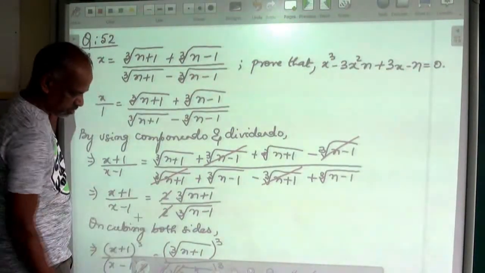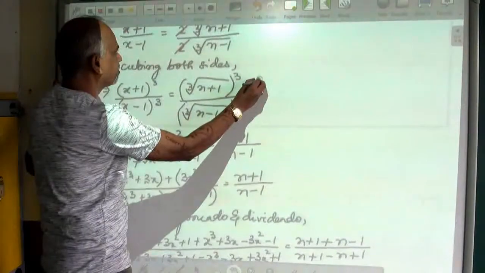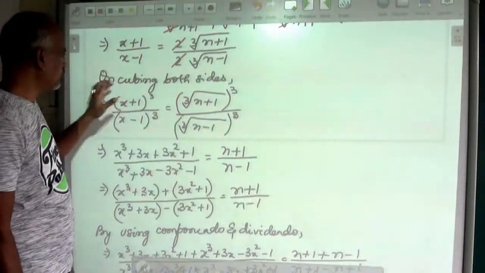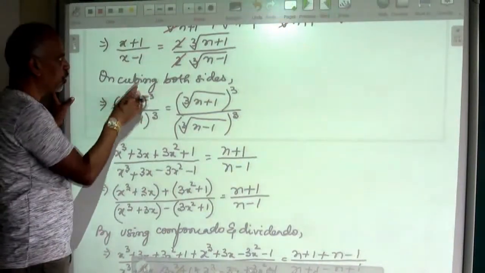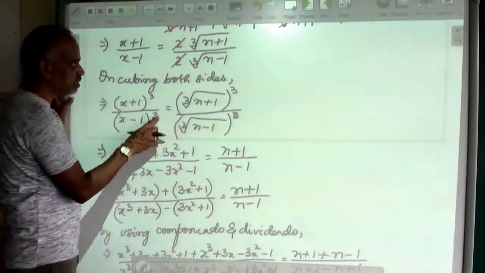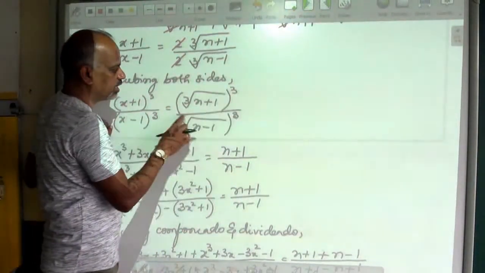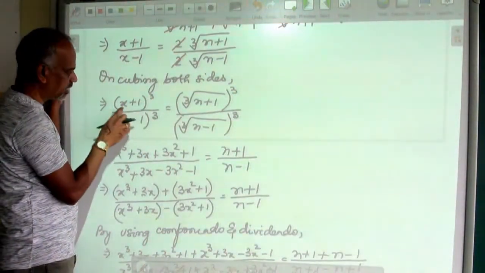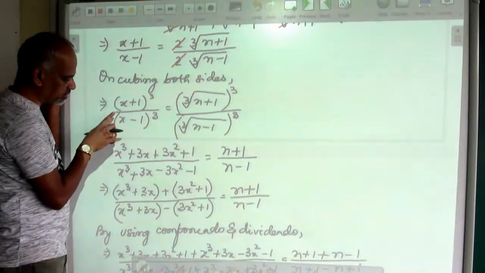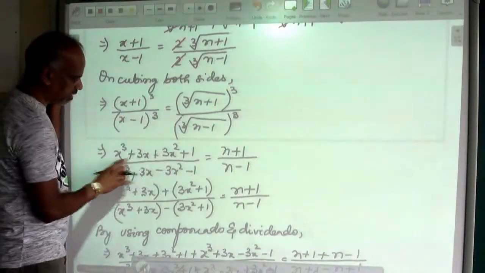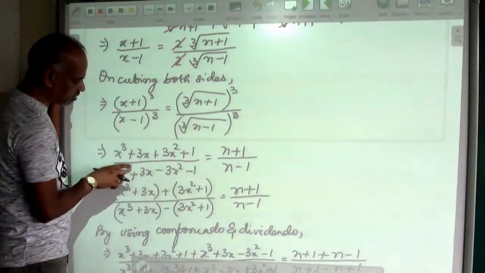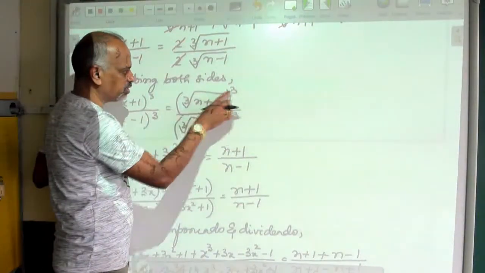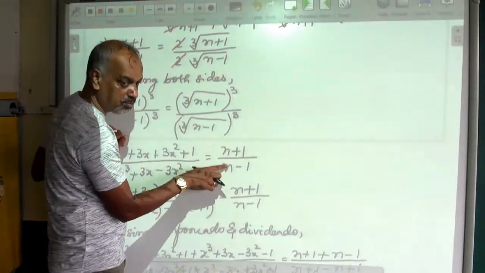Now this cube root has to be removed. So if you have to remove these cube roots, then you will have to cube both sides. So on cubing both sides, this becomes x plus 1 whole cube divided by x minus 1 whole cube is equal to cube root of n plus 1 whole cube divided by cube root of n minus 1 whole cube. Now, the expansion for x plus 1 whole cube is x cube plus 3x squared plus 3x plus 1, divided by expansion of this, x cube plus 3x minus 3x squared minus 1. And when you cube a cube root, the cube and the cube root will get cancelled, you will be left with n plus 1 and here n minus 1.